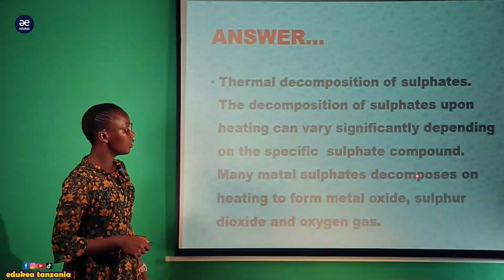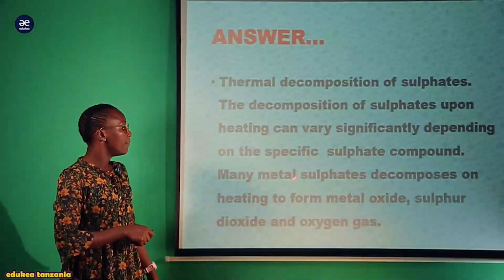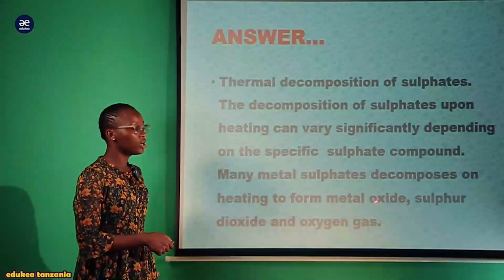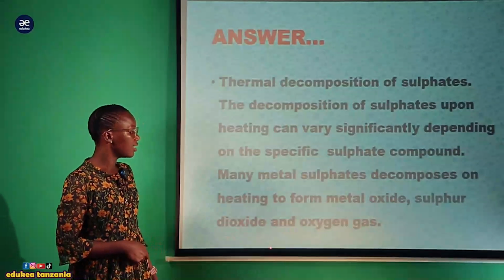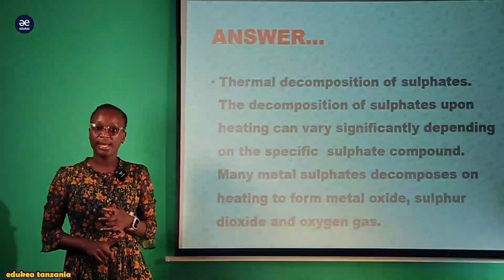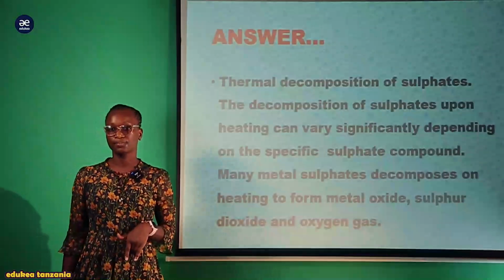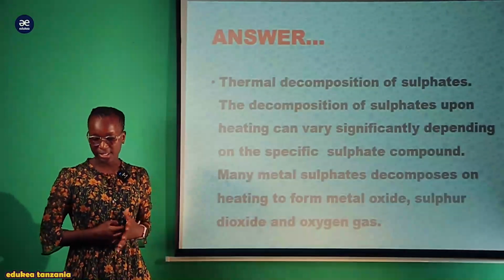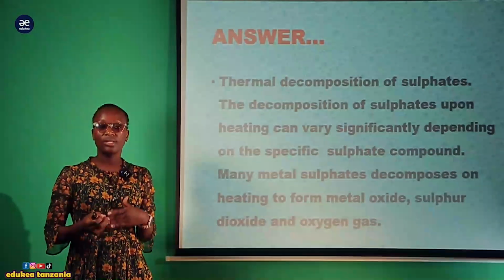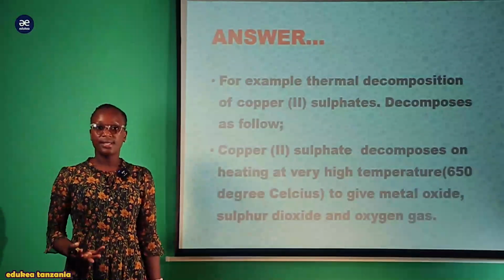Many metals sulfate decomposes on heating to form metal oxide. Kwamba metal nyingi sulfate zinakuwa zina decompose kwenye heating kutengeneza metal oxide, lakini pia tunakuwa na sulfur dioxide na oxygen gas. Kwa hiyo tunakuwa na product zaidi ya 2. Tunakuwa na hizo metal oxide, tunakuwa na sulfur dioxide ambayo ni gas, but also we are going to have the oxygen gas. This is how the sulfate of metal, salt of the sulfate when subjected to heat ndo zinakuwa hivi. Now let us see the example.